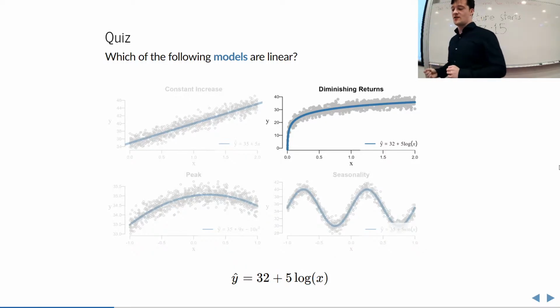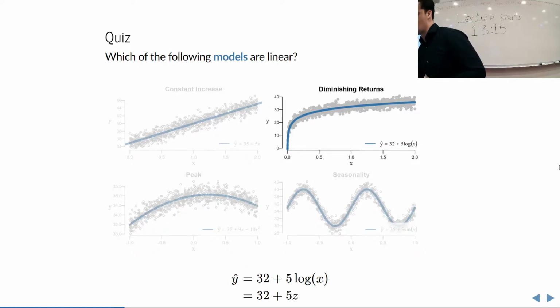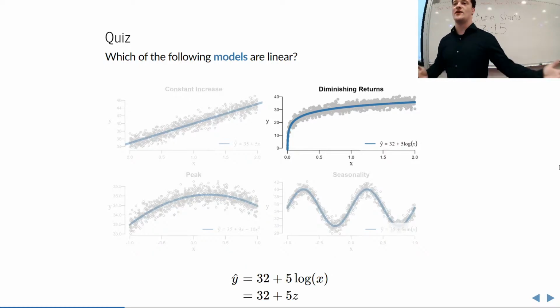So she said because it says 32 plus 5 times log x, it's very easy to see a curve and think, okay, maybe it's not linear. But if we rewrite this, I could just make a new variable, the log of x. Then all this says is 32 plus 5 times some explanatory variable. So it's still just intercept plus slope times effect. So this is still linear. Even though it's not a line, it is linear.